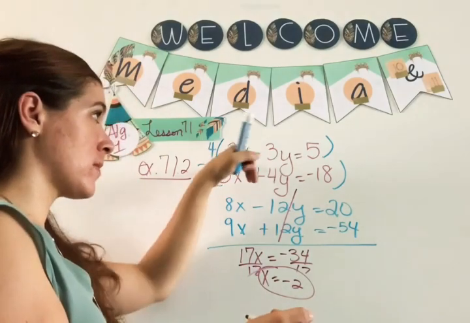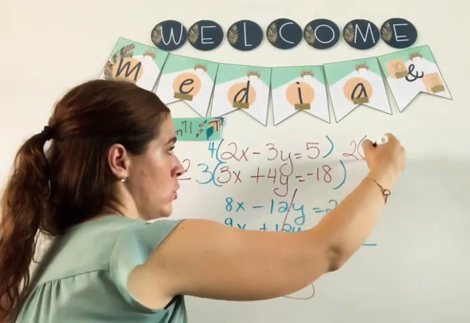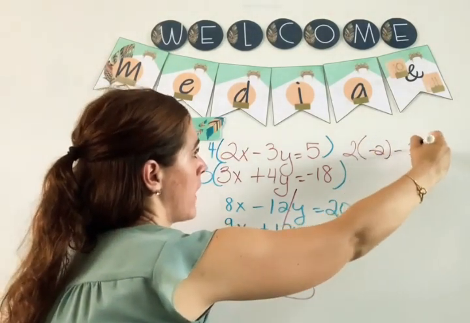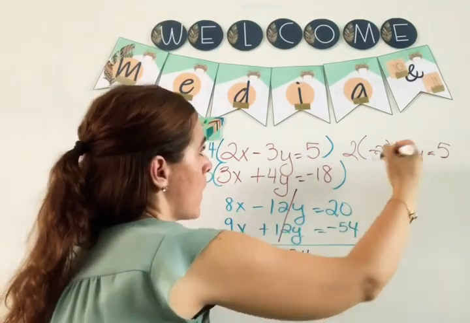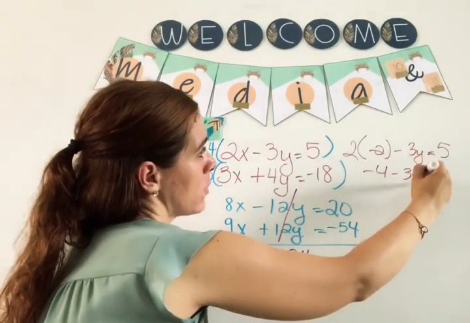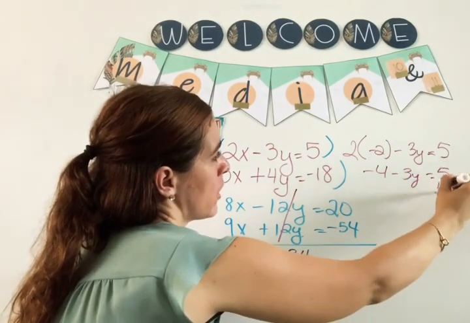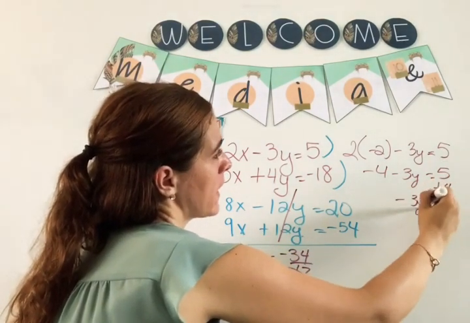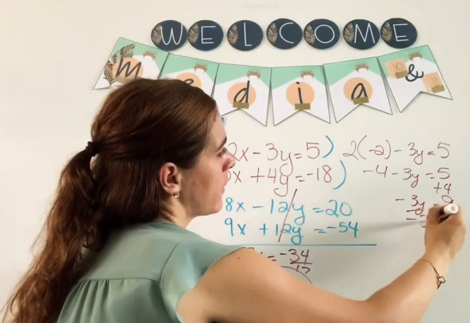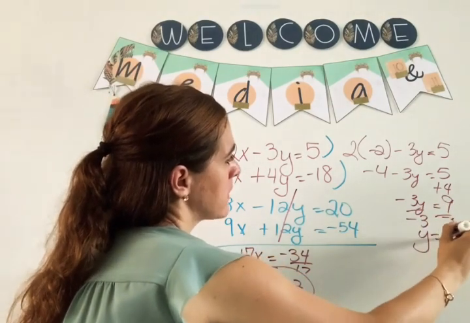Go back up here to find your y. You can pick either one. I'll just pick the first one. 2 times negative 2 minus 3y equals 5. So you have negative 4 minus 3y equals 5. So you have plus 4. You have negative 3y equals 9. Divided by negative 3, divided by negative 3. So your y equals negative 3.